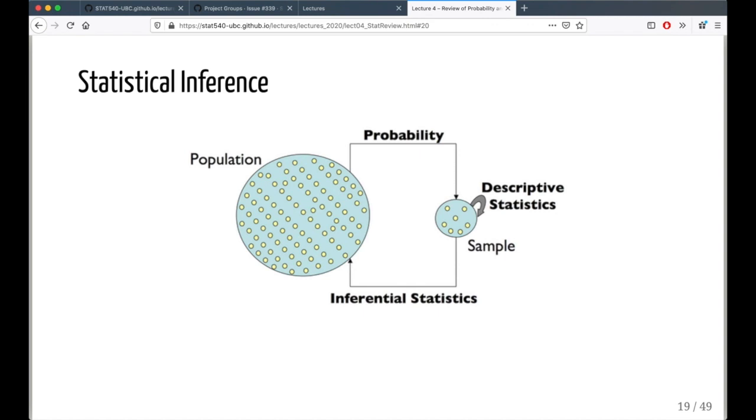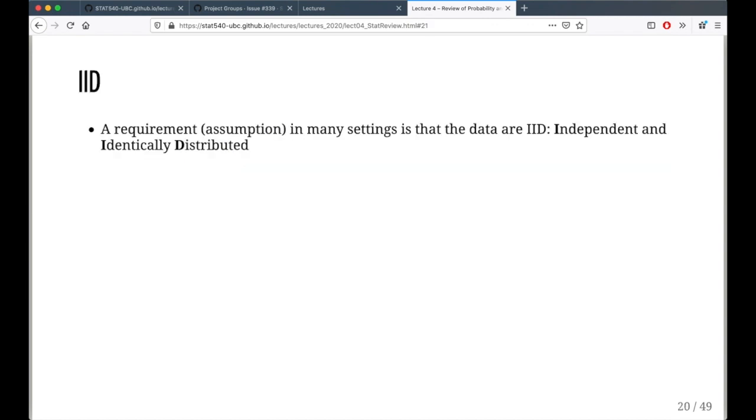So how do we actually go about doing this? Again, the goal is that we are learning about our sample and fitting a probability model to our sample to learn and make inference about the population as a whole. Fitting these models often requires a particular assumption, and that assumption is called IID.